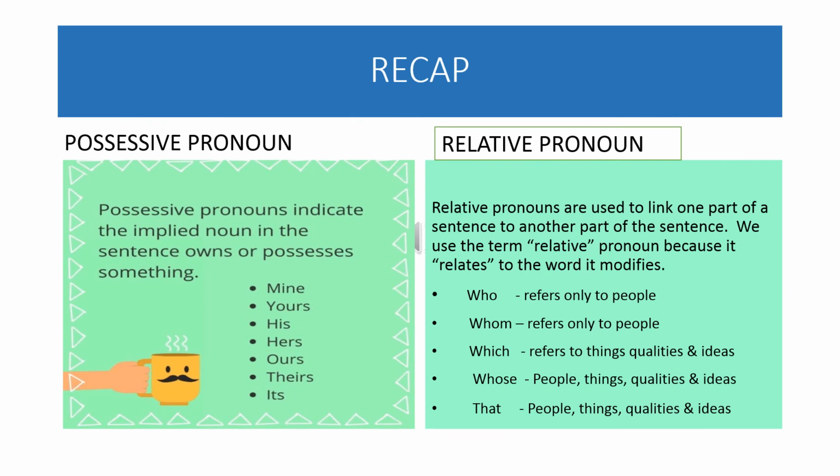Now we'll see about relative pronoun. So relative pronouns are used to link one part of a sentence to another part of the sentence. We use the term relative pronoun because it relates to the word it modifies. Some of the relative pronouns are who, whom, which, whose and that. Who and whom refer only to people. Which refers to things, qualities and ideas but never to people. The last two, whose and that, refer to people, things, qualities and ideas. Hope you all understood possessive and relative pronouns.